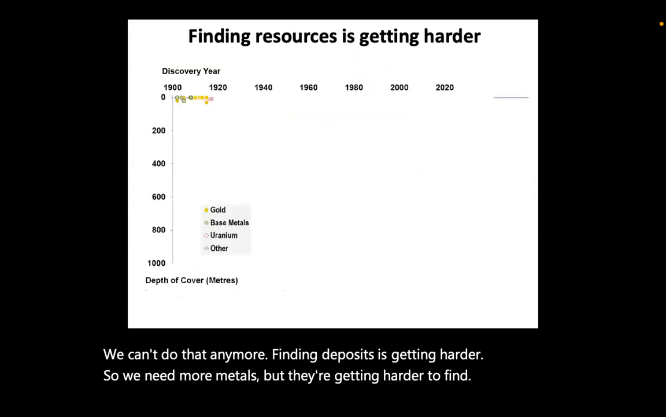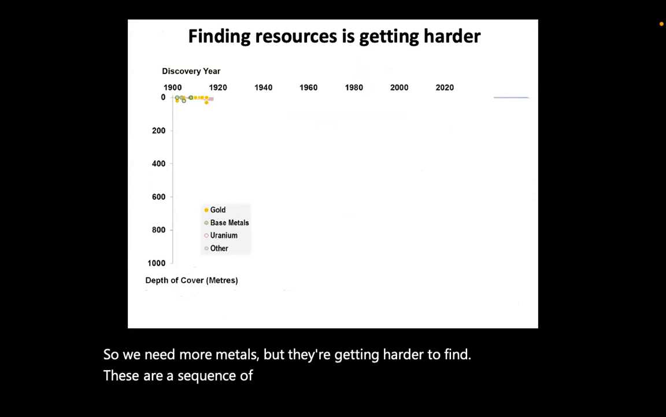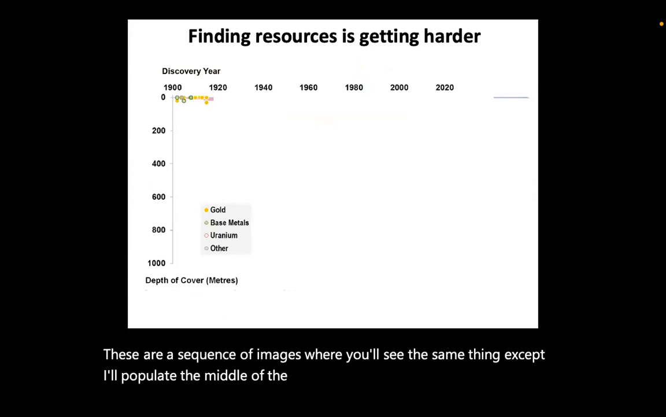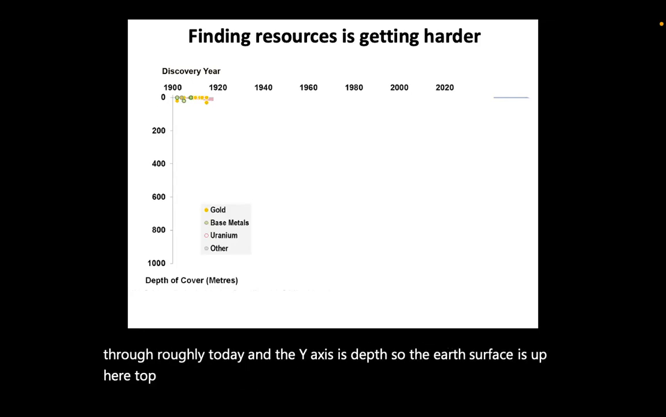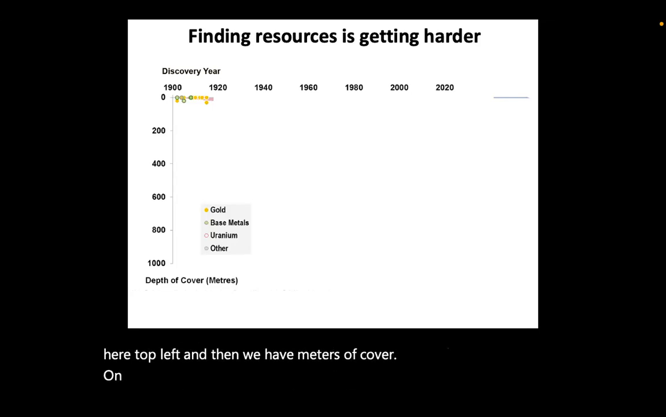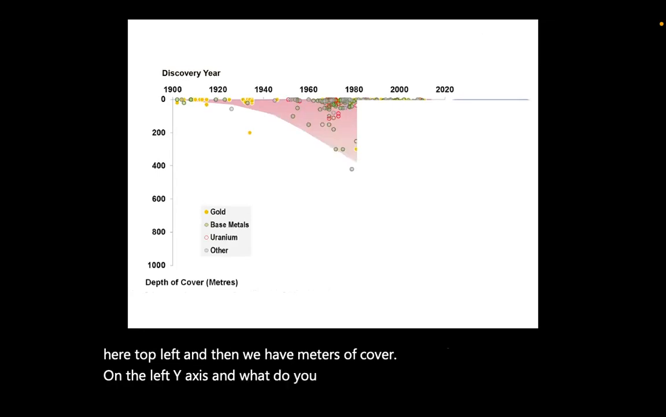These are a sequence of images where you'll see the same thing, except I'll populate the middle of the slide. Up at the top is year, from 1900 through roughly today. And on the y-axis is depth. So the Earth's surface is up here, top left. And then we have meters of cover on the left y-axis. And what do you see as a function of time?